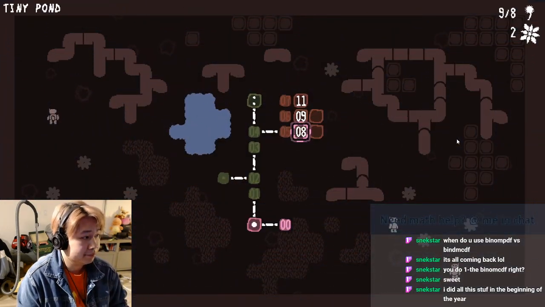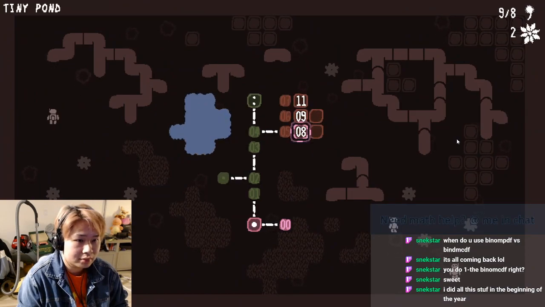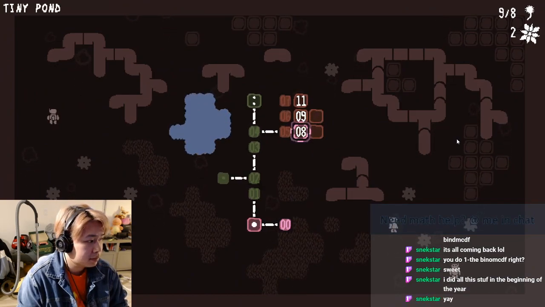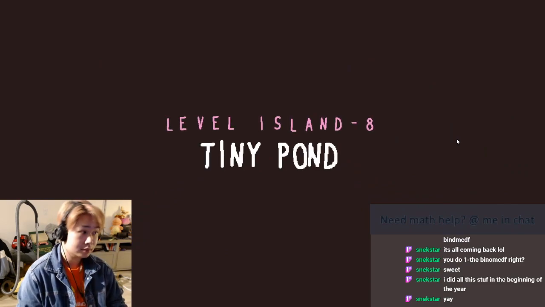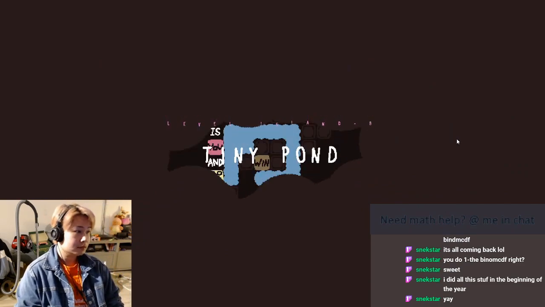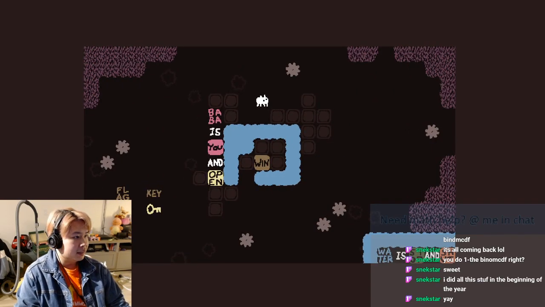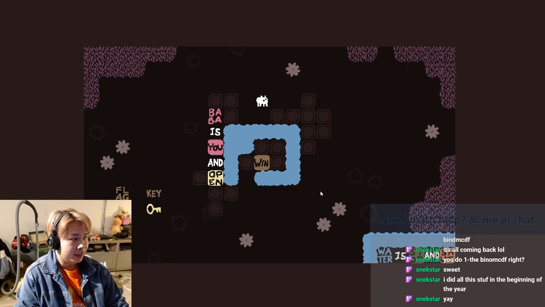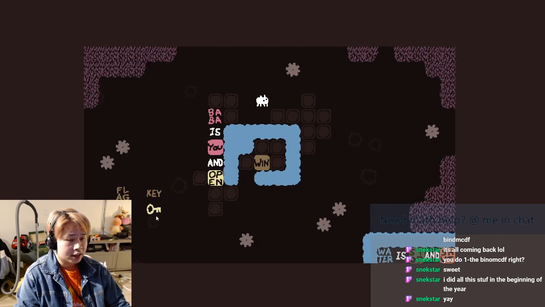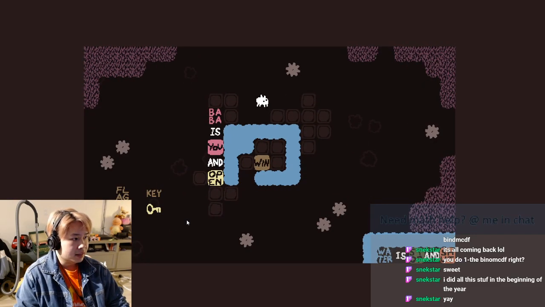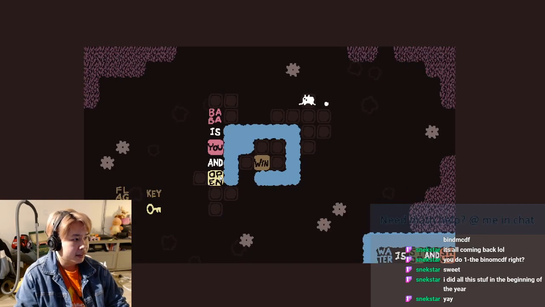I was stuck, I think, on stage 8. Okay, so this is the situation. The water is stopped and open down here. And then right now I'm Baba, and then we have a flag behind my camera, and we have a key. So right now I am Baba, and then I'm open. So then if I touch the water, which is shut, then I'm gonna die.